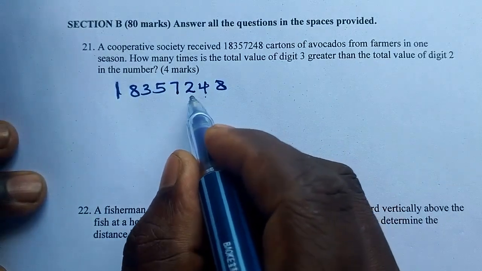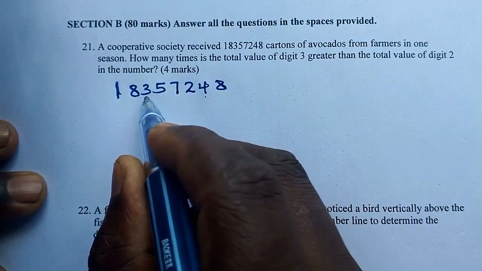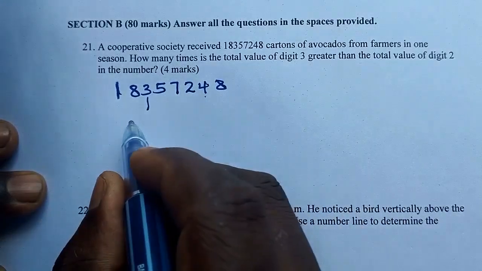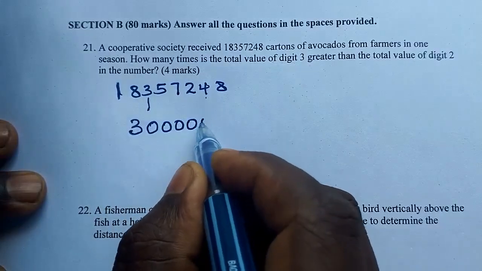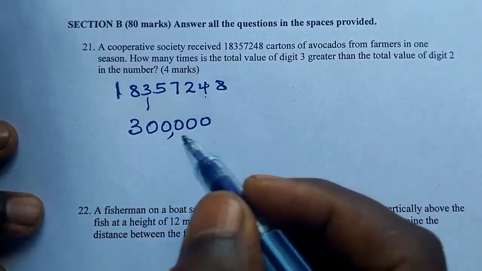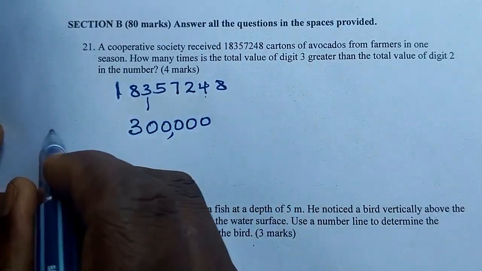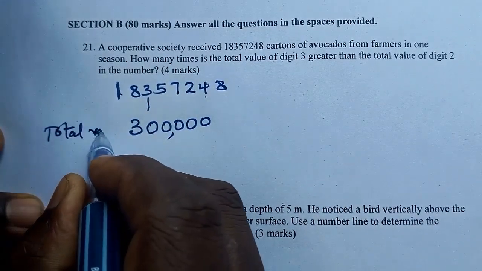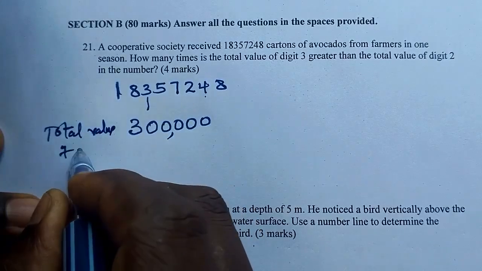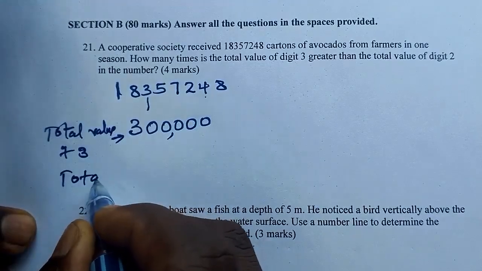Ones, tens, hundreds, thousands, ten thousands, hundred thousands. So the digit 3 is in the hundred thousands place. 100,000 has 5 zeros. That is the total value of digit 3. So the total value of 3 is this.